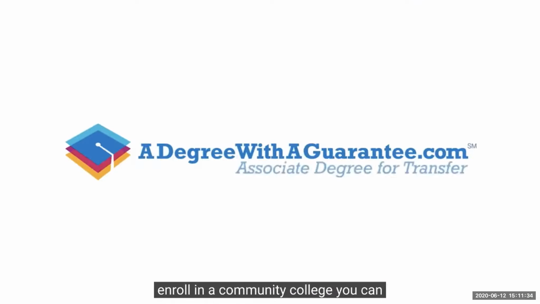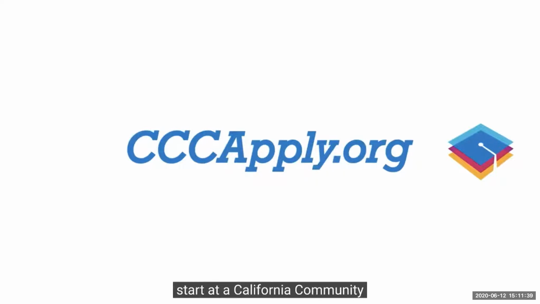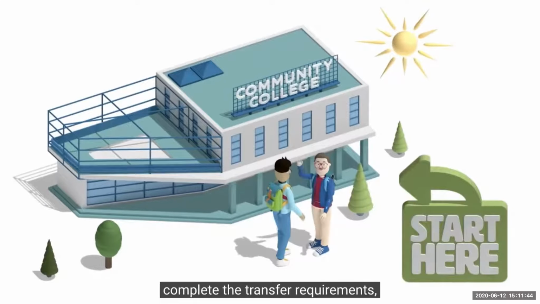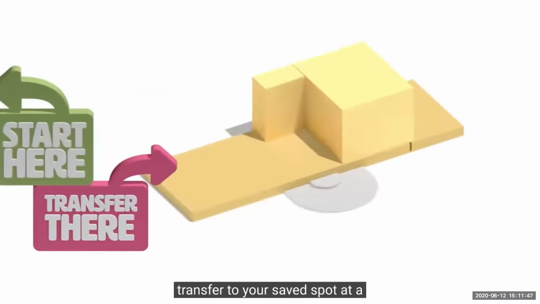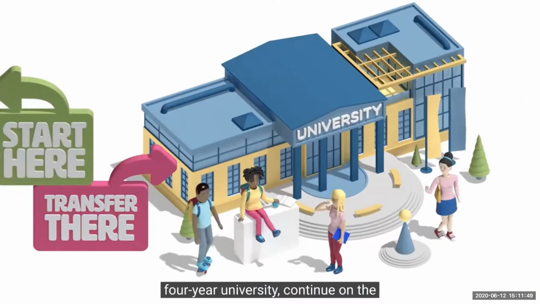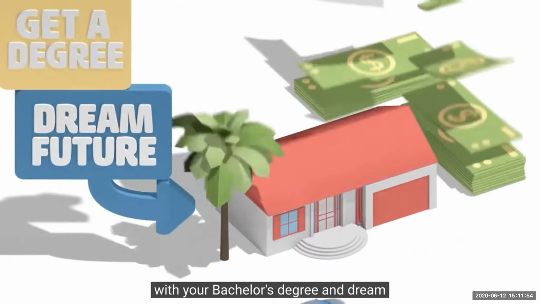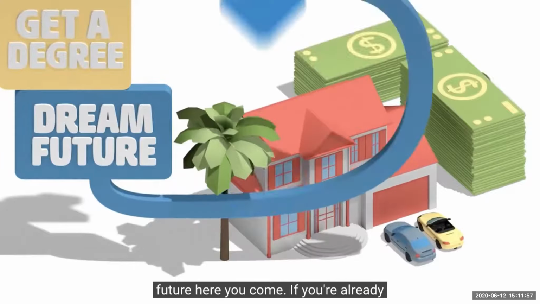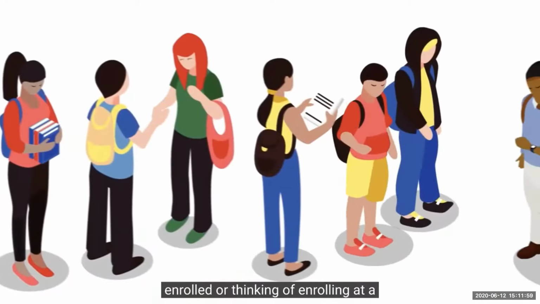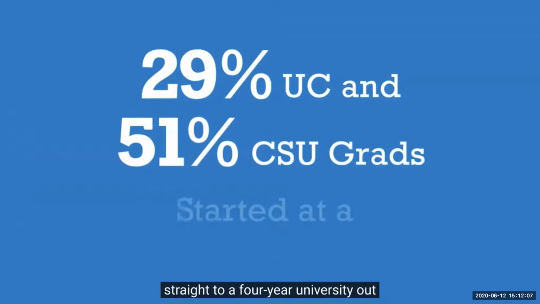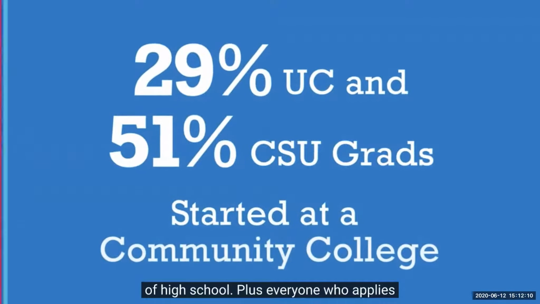Enroll in a community college. You can apply online at cccapply.org. Start at a California community college. Complete the transfer requirements. Transfer to your saved spot at a four-year university. Continue on the streamlined path of courses to graduate with your bachelor's degree, and dream future, here you come. If you're already enrolled or thinking of enrolling at a community college, history shows that transfer students do just as well, and sometimes even better than those who go straight to a four-year university out of high school.